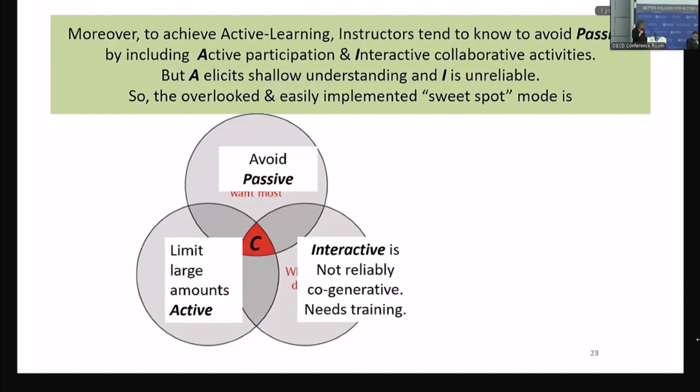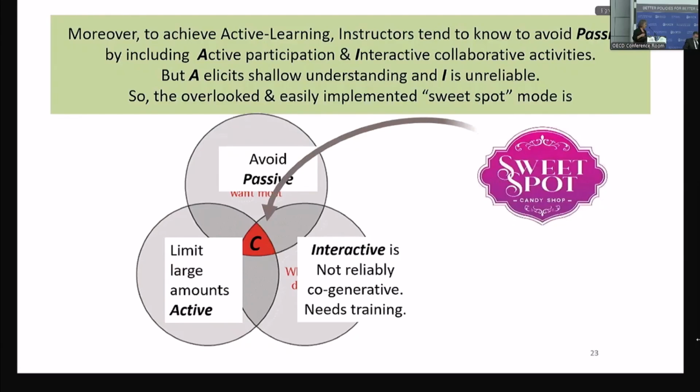Okay, so to achieve active learning, instructors tend to avoid passive by including active participation activities and interactive collaborative activities. That's how active classrooms are designed right now. But A elicits shallow understanding and I is unreliable. So the overlooked and easily implemented sweet spot mode is the constructive one. So that's what we really want instructors to focus on.